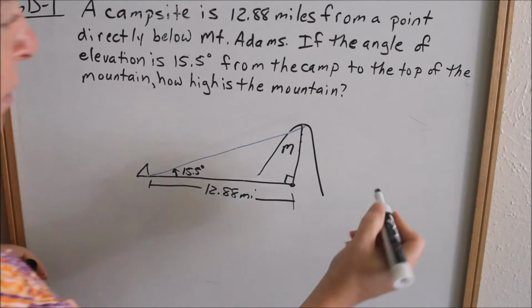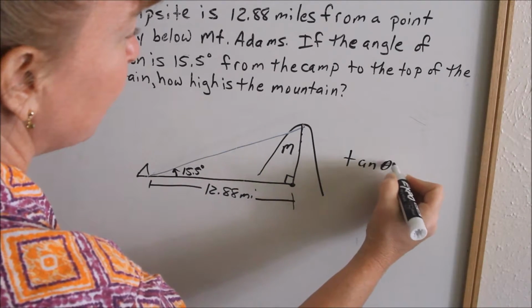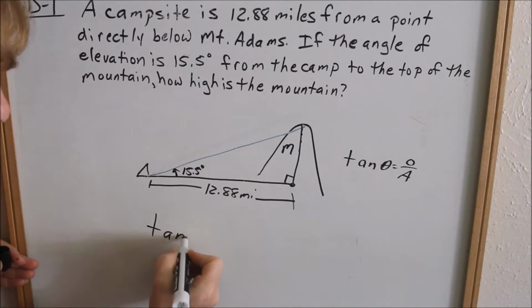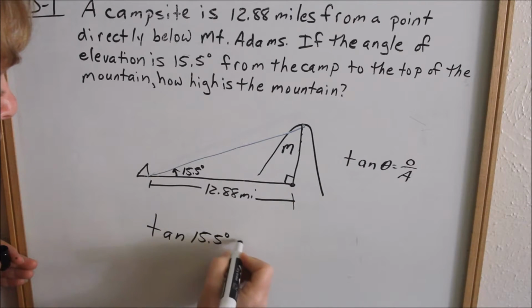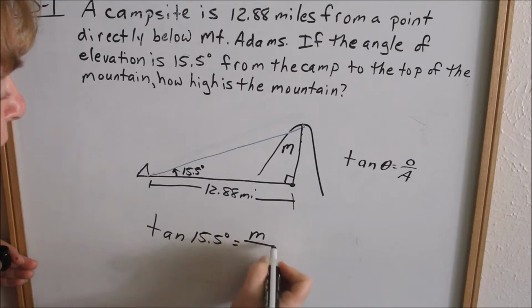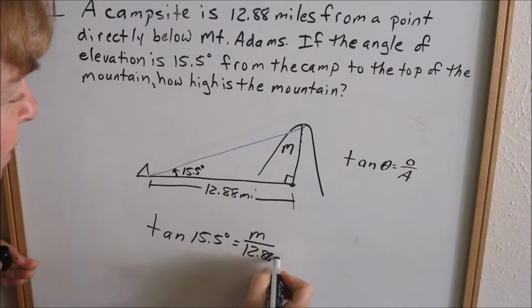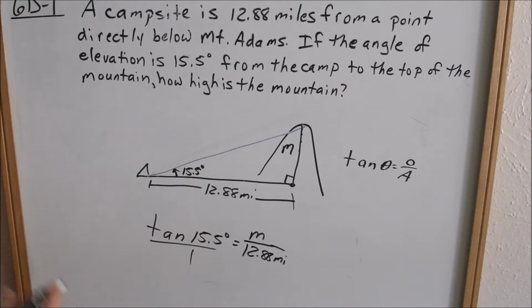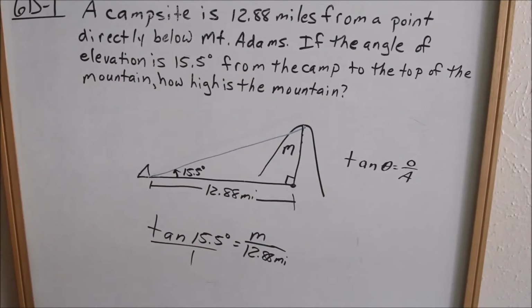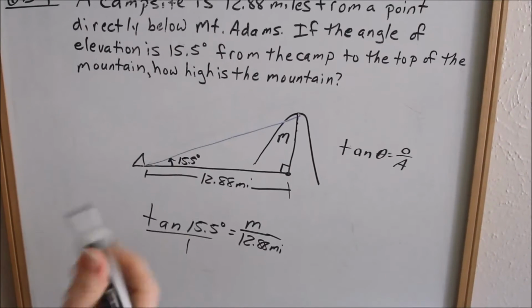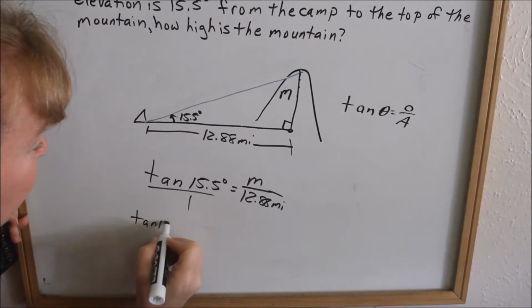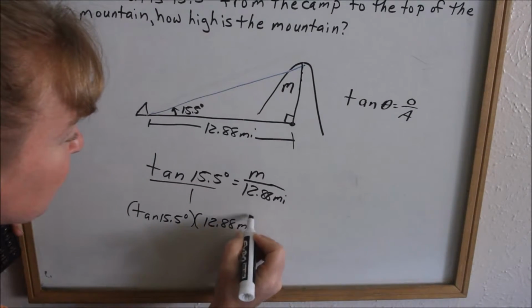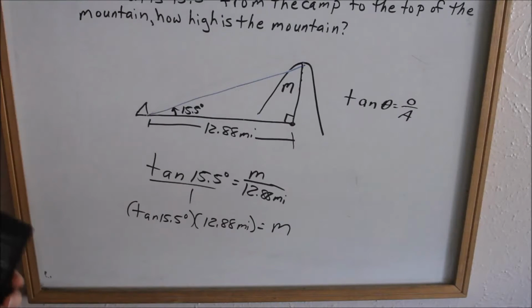Opposite and adjacent uses tangent. Tangent theta equals opposite over adjacent. So I can fill in what I know. Tangent, and then my theta is 15.5 degrees. Opposite of me is my unknown, the height of the mountain. Adjacent to me is my 12.88 miles. So then I can just turn this into a fraction. Then I can use cross multiplication. So the first thing I'm going to do is, I'll just write it like this. Tangent of 15.5 degrees times 12.88 miles equals 1 times m, which is just m.